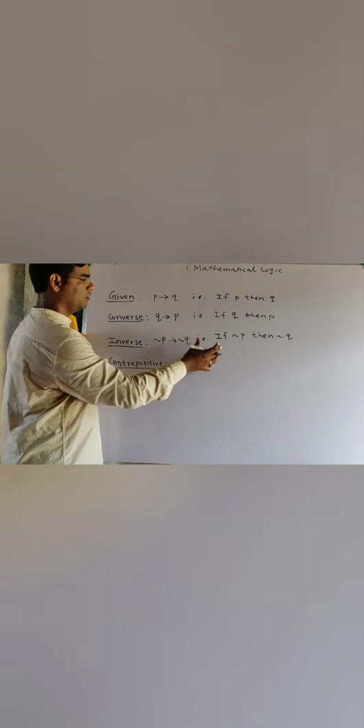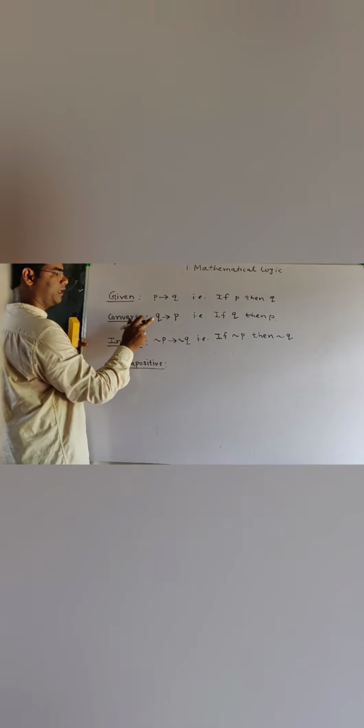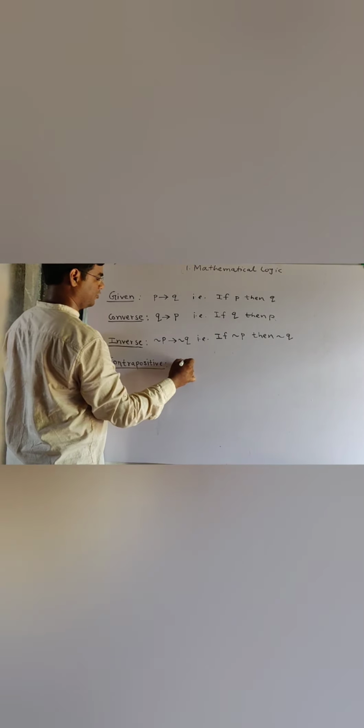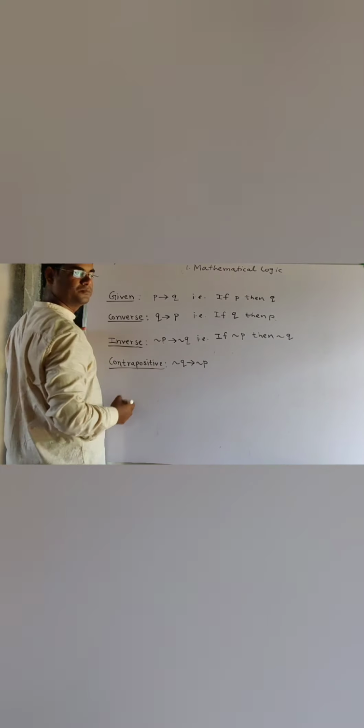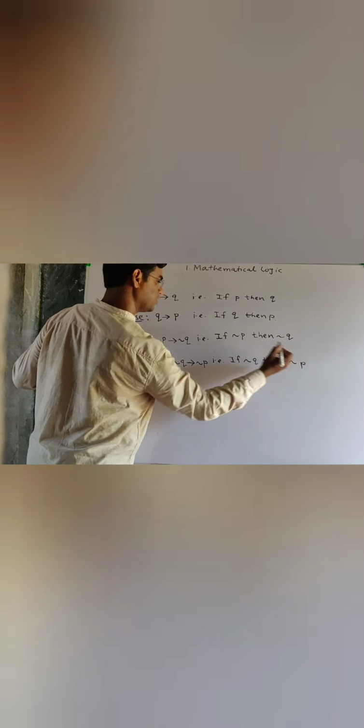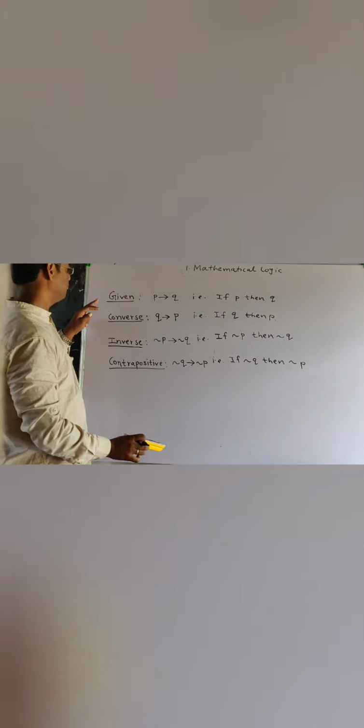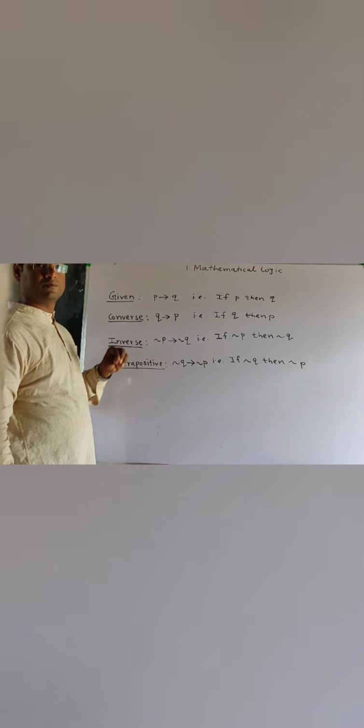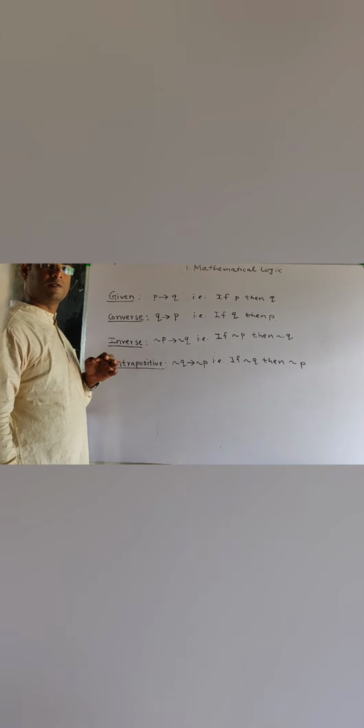Now what will be the contrapositive? Contrapositive is nothing but the negative of the converse statement. So find the negation of Q implies negation of P. That is, if not Q, then not P. This statement is known as the contrapositive. So if we are given a conditional statement P implies Q, that is if P then Q, such a statement is known as a conditional statement or implication statement.